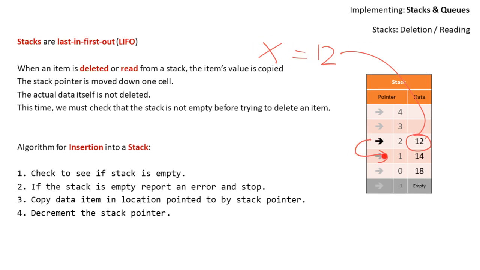The pointer then gets decremented. If we delete, we simply decrement the pointer. It's the same thing. This 12 doesn't disappear, it's just that the stack is now pointing to the top item here as 14. So when we insert a new item, we increment the pointer, and then we end up overwriting what was there.